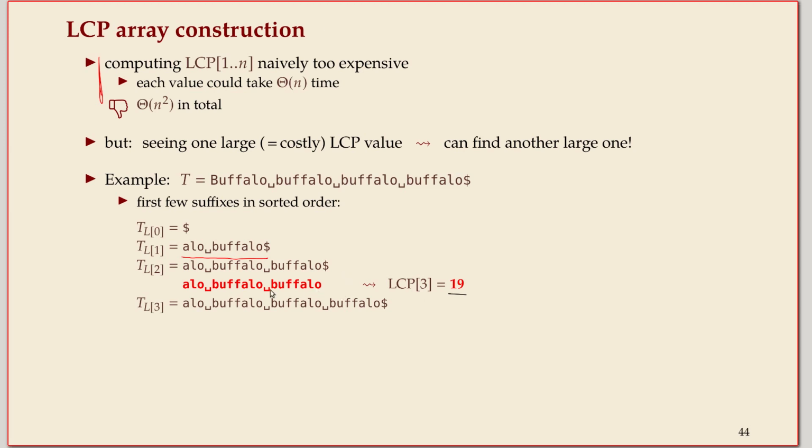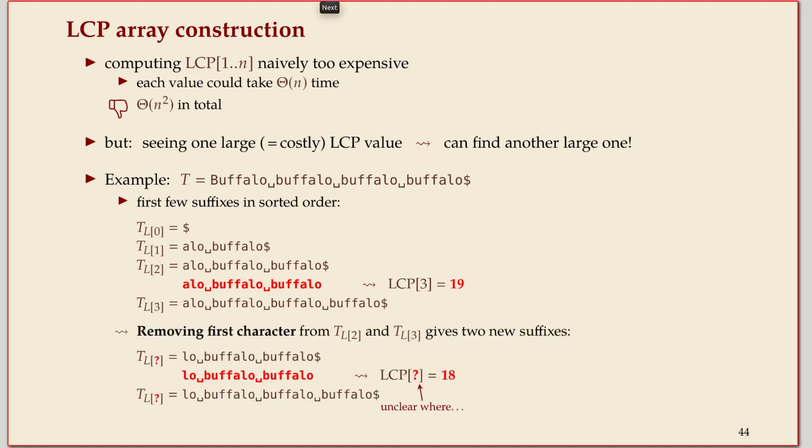How can we make progress based on this work without spending the same amount of work again? The trick is, if we take those two suffixes and we remove the first characters in both, this one will also be gone, but all the others are still the same. They were the same, they're still the same.